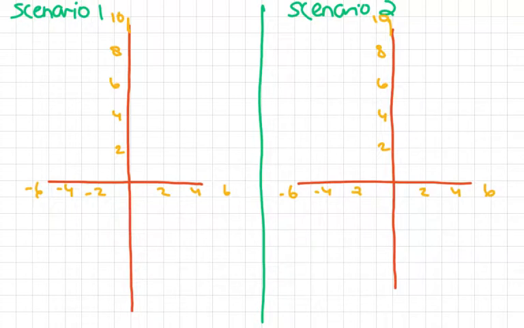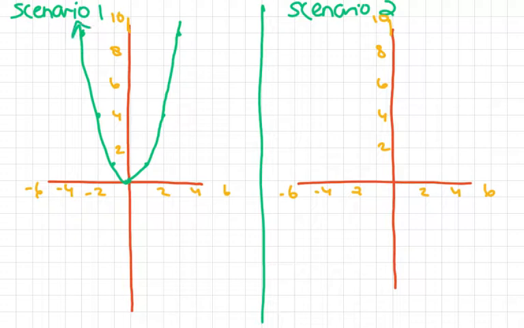Okay, so negative 3, 9, negative 2, 4, negative 1, 1, 0, 0, 1, 1, 2, 4, and 3, 9. And the same one over here.